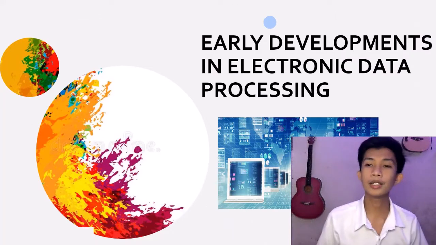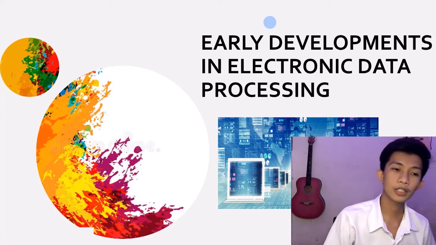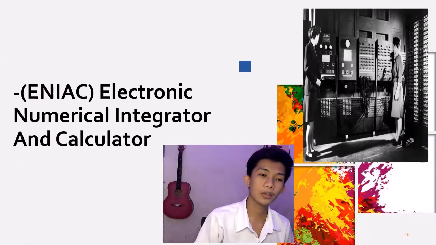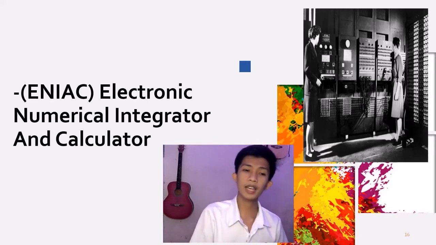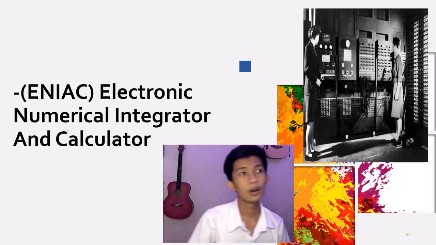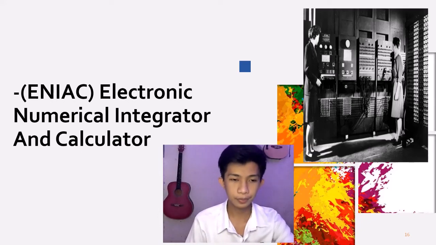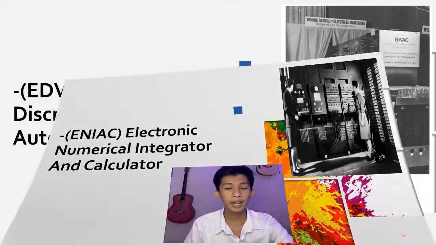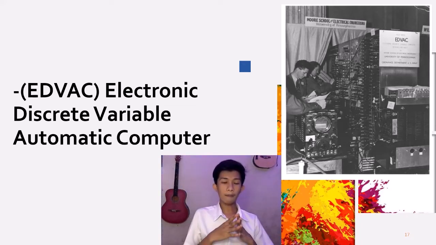Next, let's go to the early development of electronic data processing. Here, guys, as you can see, first is ENIAC. So, what is ENIAC? What is the meaning of ENIAC? ENIAC is the Electronic Numerical Integrator and Calculator. That is the ENIAC. The second is EDVAC, the Electronic Discrete Variable Automatic Computer.